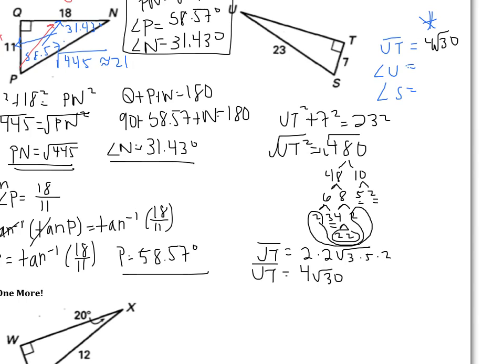Looking at angle U, I have the opposite side and the hypotenuse. Opposite and hypotenuse is sine. So I have the sine of angle U is equal to opposite, which is 7, over hypotenuse, which is 23. Now to get rid of that sine, I should have taken the inverse. So you get U to be the inverse sine of 7 over 23. In this case, you should find angle U to be 17.72 degrees.